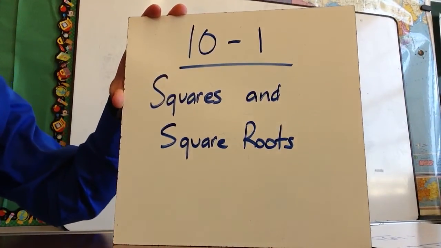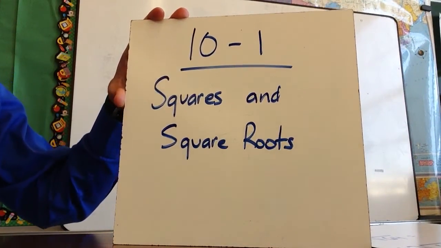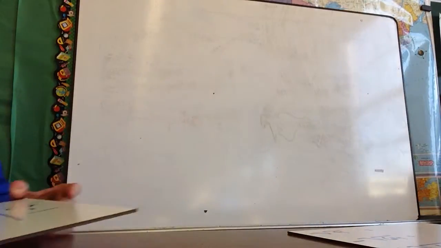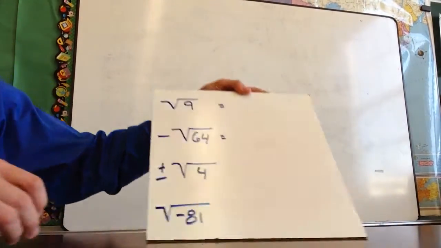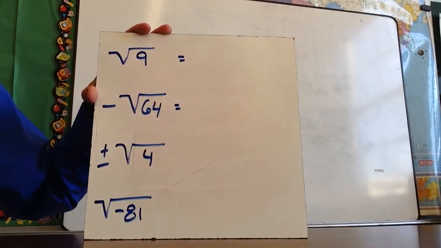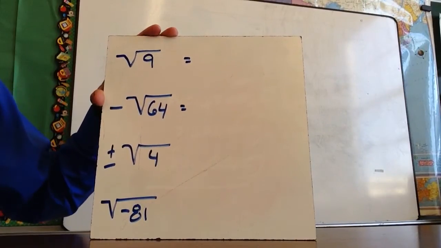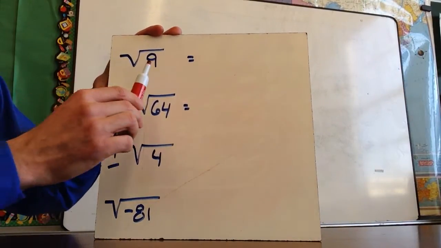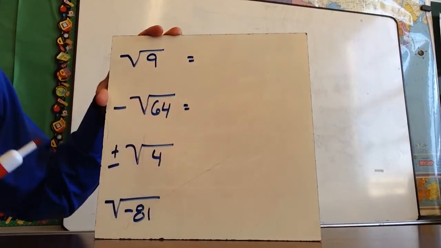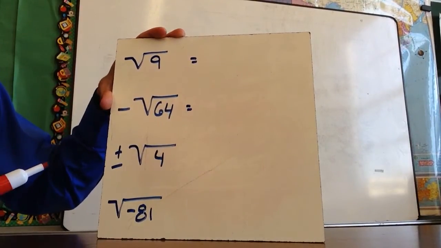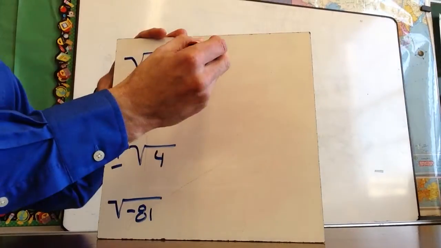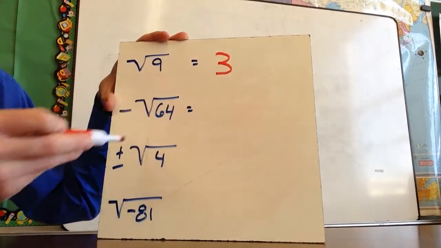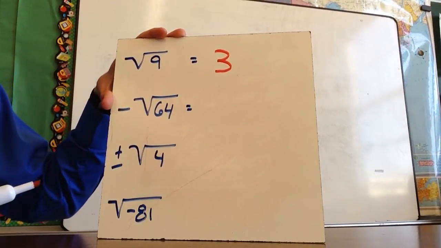This video will discuss chapter 10, squares and square roots. So I want to talk about the idea of a square root. This is kind of the opposite of a square. If you think of a square as something to the second power, this is asking: what number to the second power equals 9? Or what number times itself equals 9? That number would be 3. 3 times 3 equals 9.